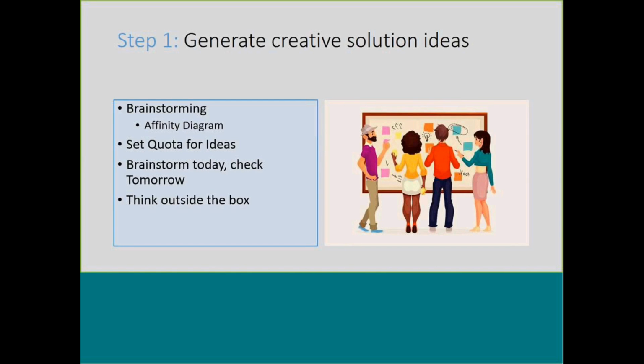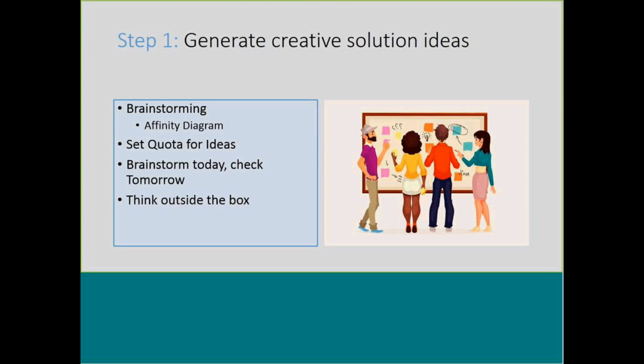Step 1, generate creative solutions. In this phase, what we'll actually do is some brainstorming. For brainstorming, I like to recommend an affinity diagram. So we've gone through the DMAIC process so far. We've defined our problem, measured it, analyzed our issues. We've come up with what we think are some of the root causes, and now it's time to brainstorm some ideas for solving those problems. One effective tool is an affinity diagram. We'll cover an affinity diagram on the next page in more detail.